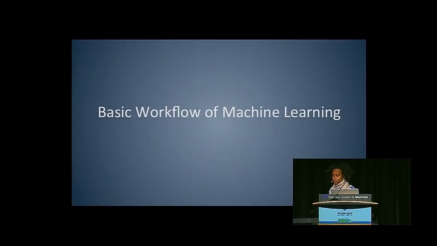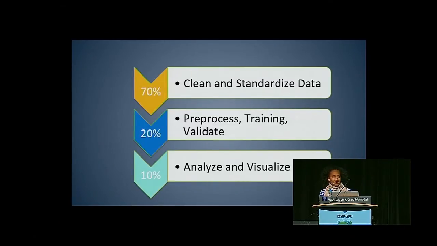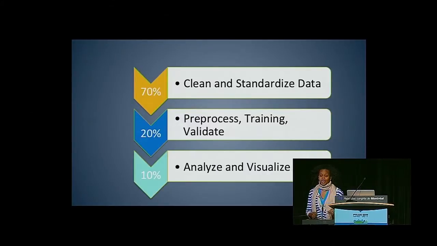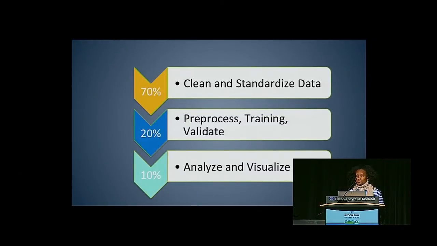This is my basic workflow in machine learning when I'm dealing with data. I spend about 70% cleaning, standardizing the data, putting it into Postgres, chasing stray commas away. 20% of my time is used to pre-process, train, and validate the data. And 10% is used to analyze and visualize my data. When I visualize my data, I try to use D3 JavaScript. It's a great package for interactive visualizations. And it's a lot of fun to use.